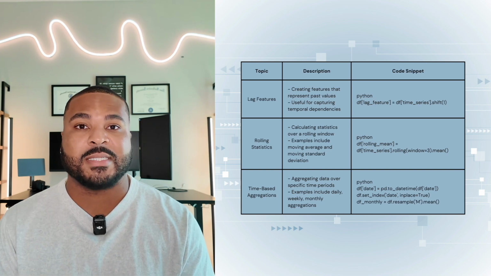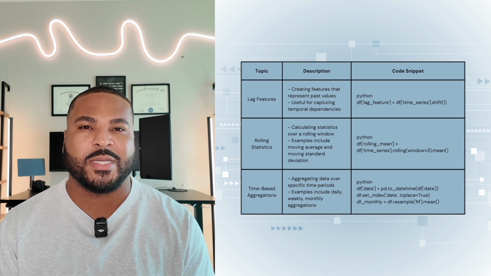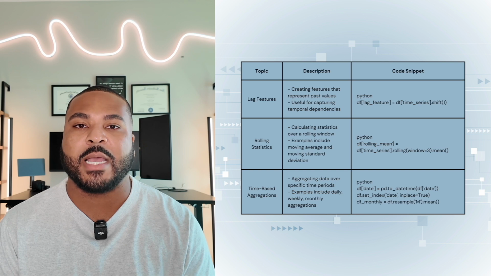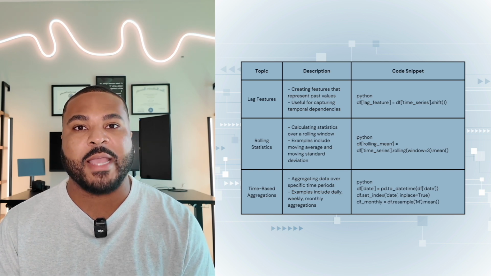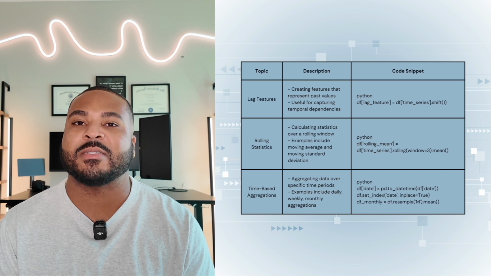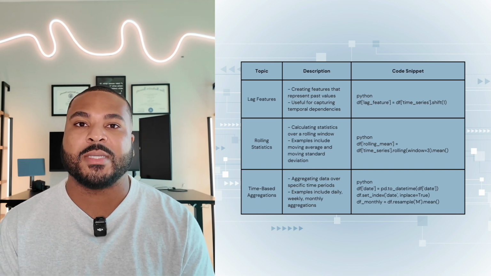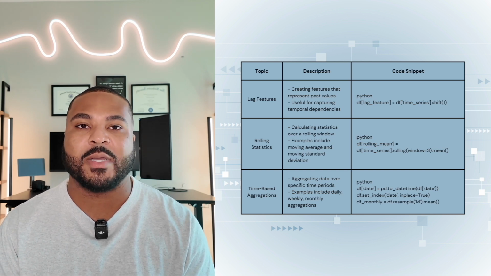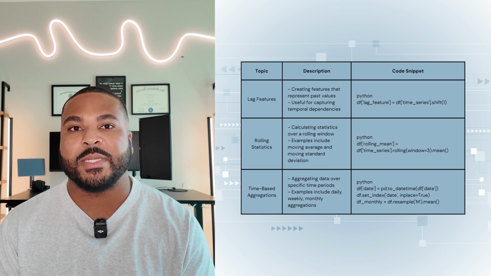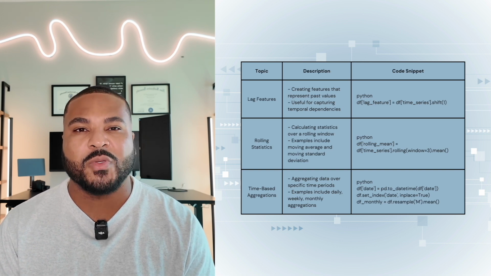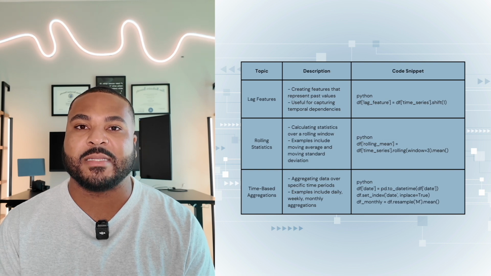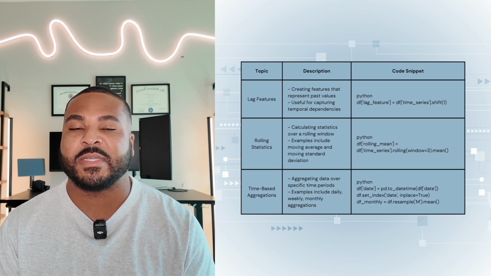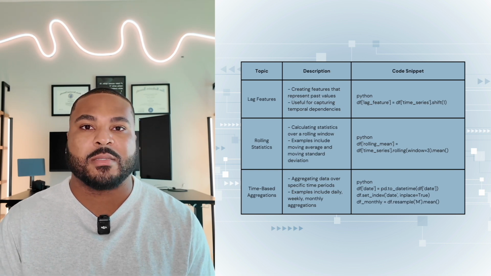Rolling statistics are calculated over a moving window, allowing us to understand the trend and variability of the data over time. So common rolling statistics include moving averages and moving standard deviations. So for example, to calculate the rolling mean with a window size of 3, the code computes the mean of the time_series column over a window of 3 time periods, providing a smooth version of the data that can help identify trends. Time-based aggregations involve summarizing the data over specific time intervals, such as days, weeks, or months.